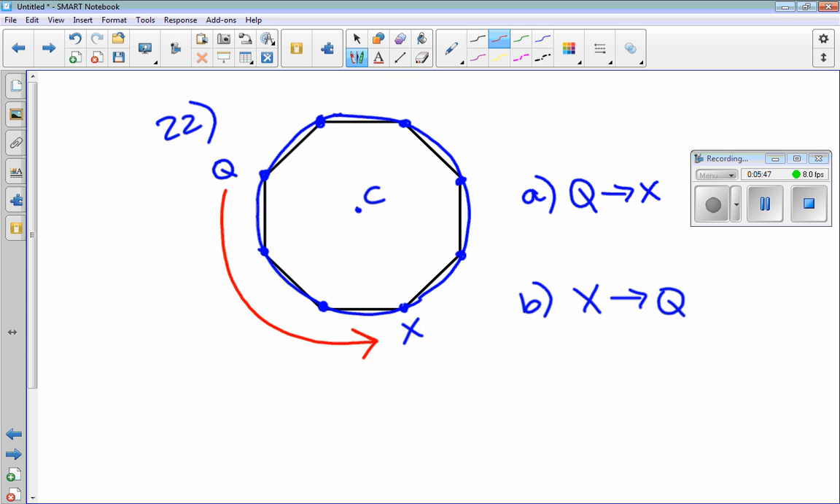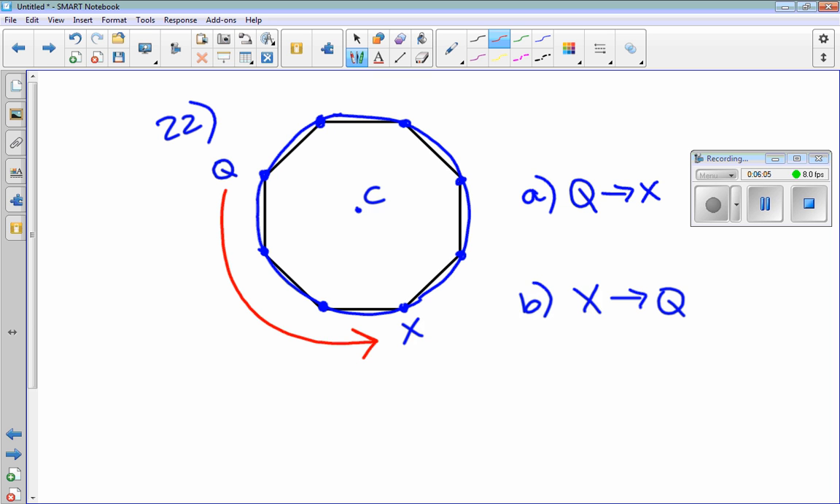360 divided by the number of points or sides. In this case, it would be 8, right? So 360 divided by 8. I'm going to go ahead and do that off to the side real quick. It's 45. So I get 45 degrees. So each of those little angles here is 45.